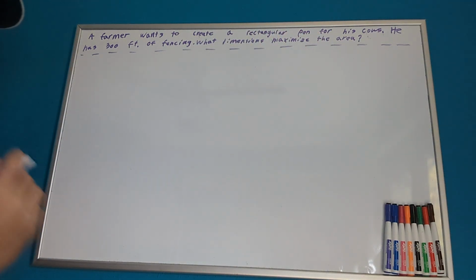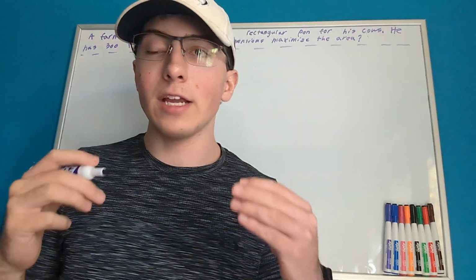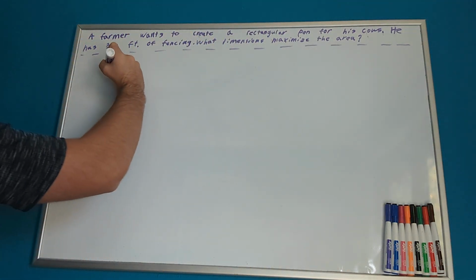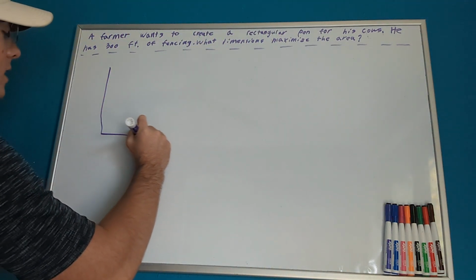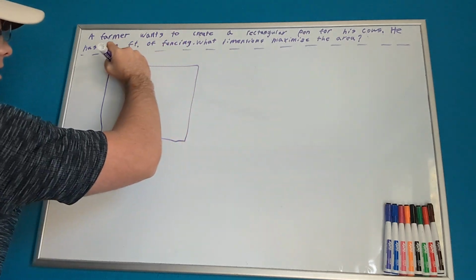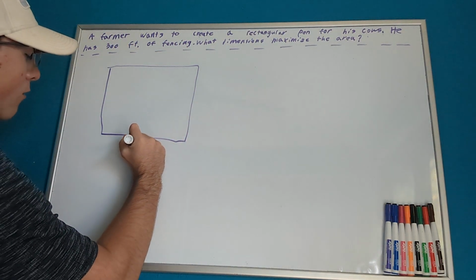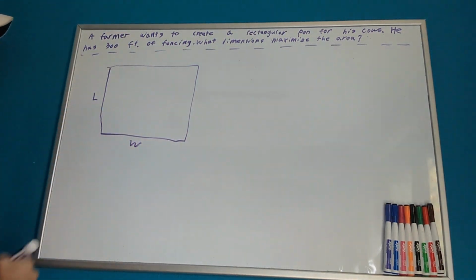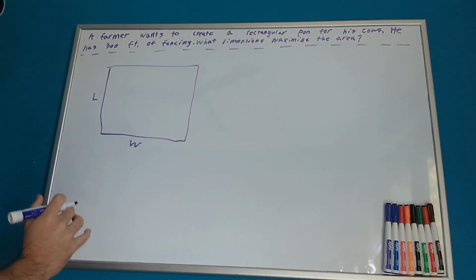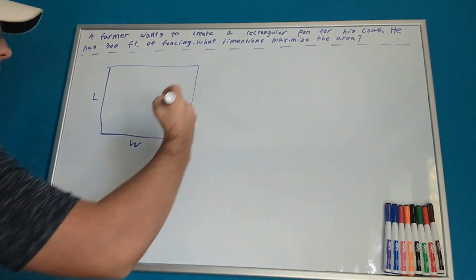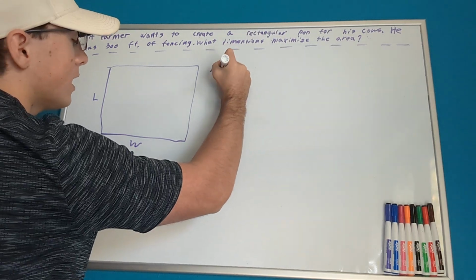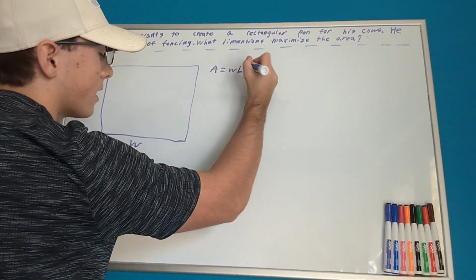Okay, so our first step is we're going to make a drawing. So we know we're going to have a rectangular pen, right? Something like this, right? And here we'll have width, and here we'll have length, okay? And what do we know about what we're trying to find? Well, we're trying to maximize the area. So we know area equals width times length.